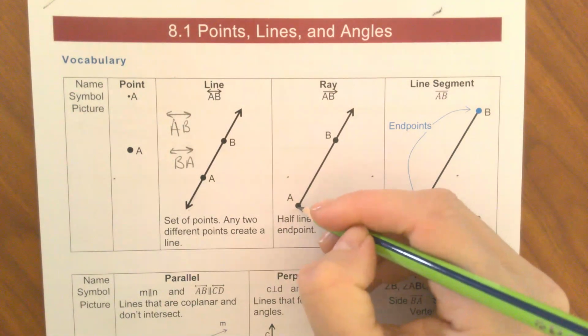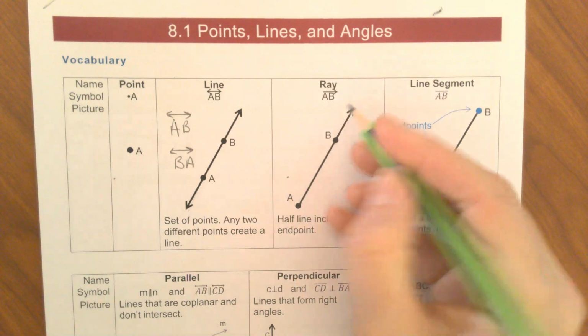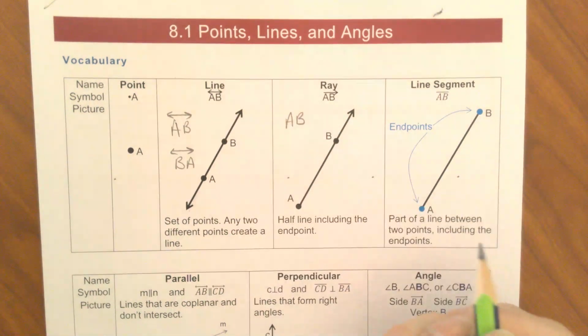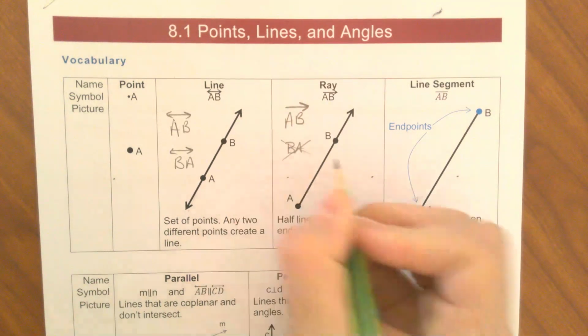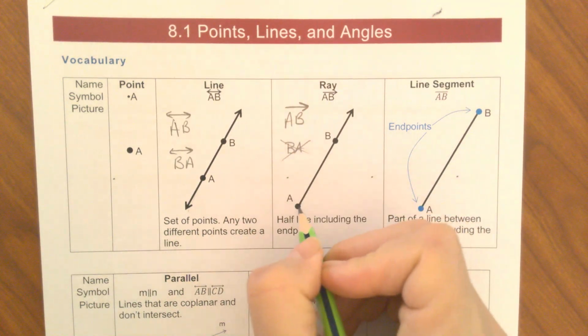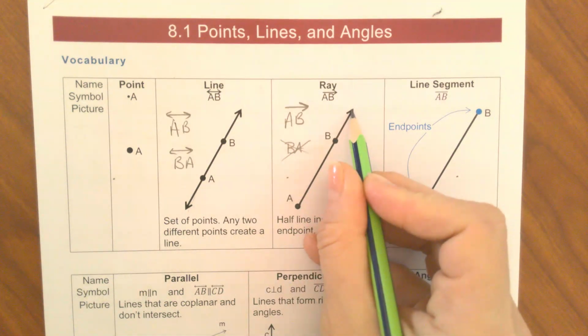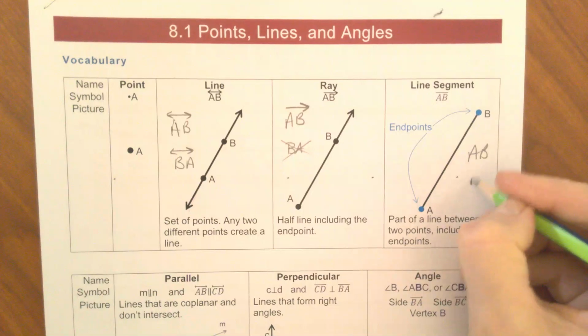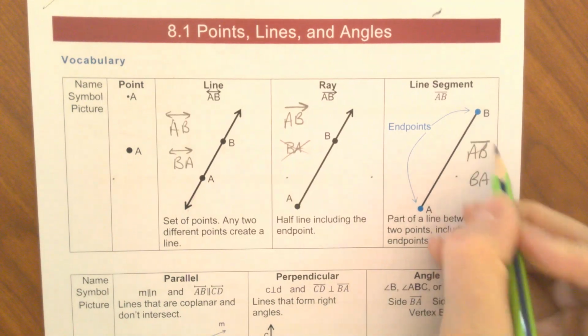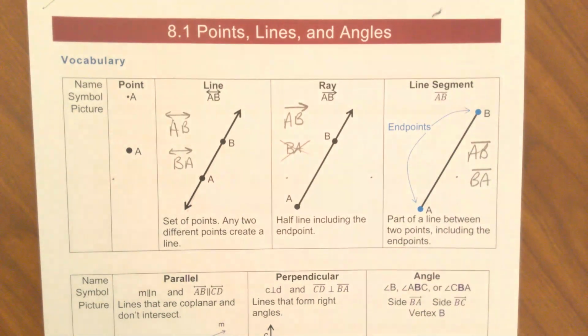You have to write A, where it starts, and where it goes. So it must be AB, and it goes in that direction. If I go BA, that's wrong, because we started at A and go towards B. Line segment, it doesn't matter. You can go AB or BA and put a line segment on top, no arrows. Okay.